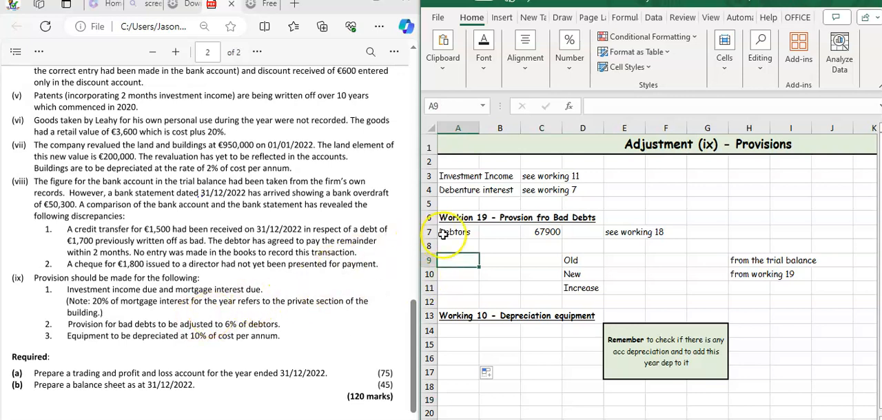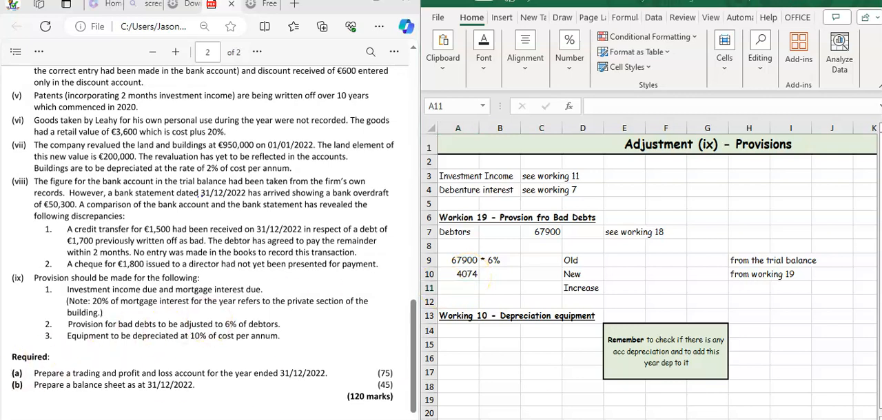Now remember, we've updated our debtors in the previous adjustment for this €200 that the debtor had previously written off as part of a debt that they owe. Now they're going to pay it in 2 months. So our debtor figure is 67,900, not the figure that is in the trial balance. So we're going to take the 67,900 and multiply it by the adjusted figure of 6%. So our new provision is going to be 67,900 multiplied by 6%.